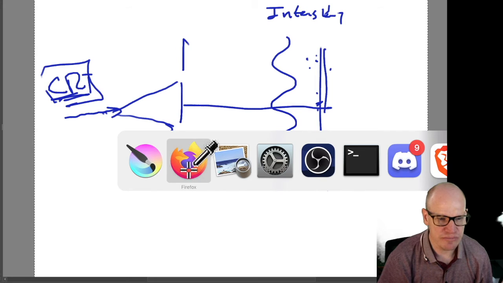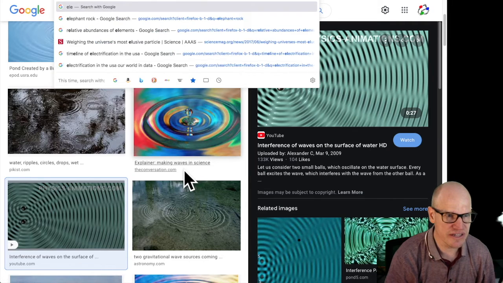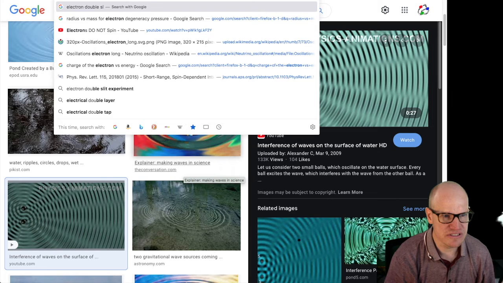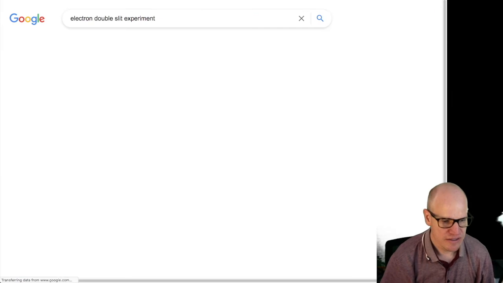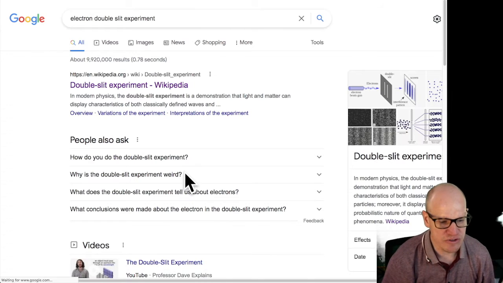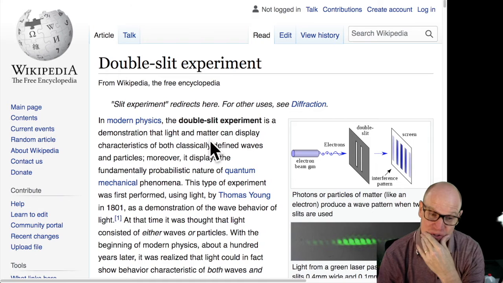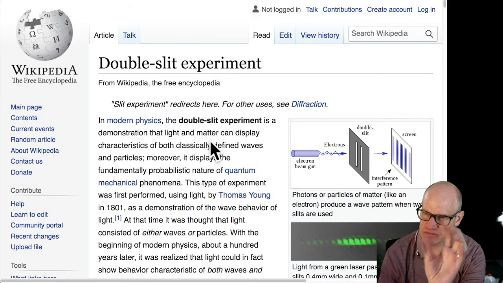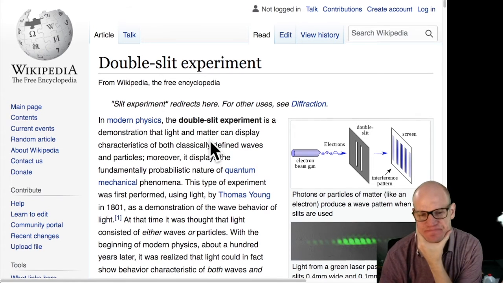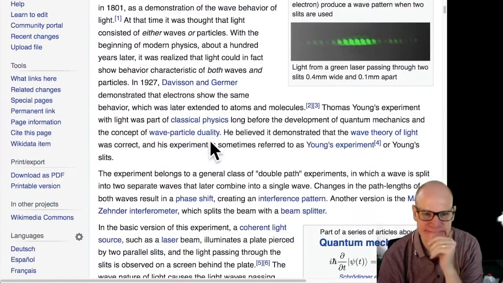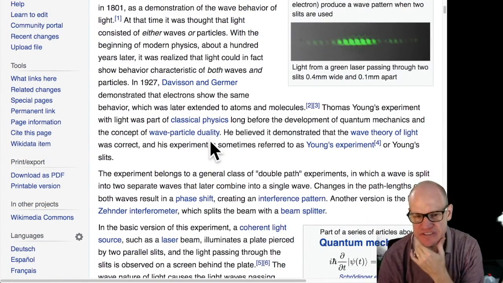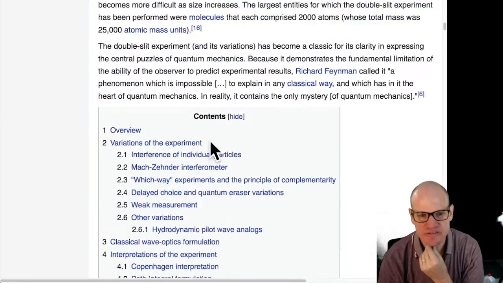So let me see if I can pull up an example of that. Let's go with electron double slit experiment. They've done it with whole molecules. I don't know if they've done the double slit experiment with whole molecules. I suppose maybe they have. It doesn't sound like a trivial thing to do because molecules have very short coherence lengths, so getting them to add constructively is harder than it is with electrons.